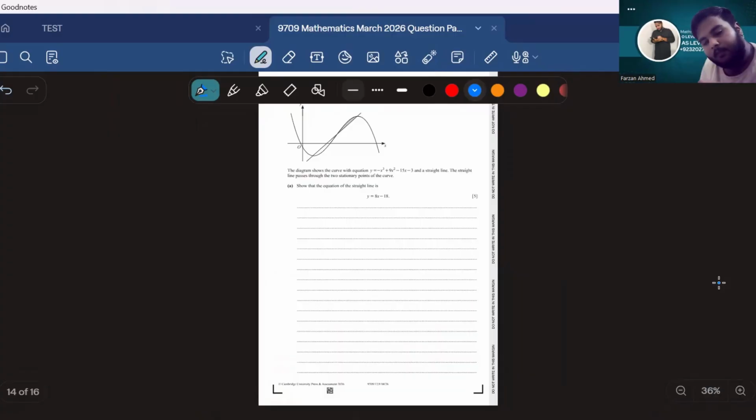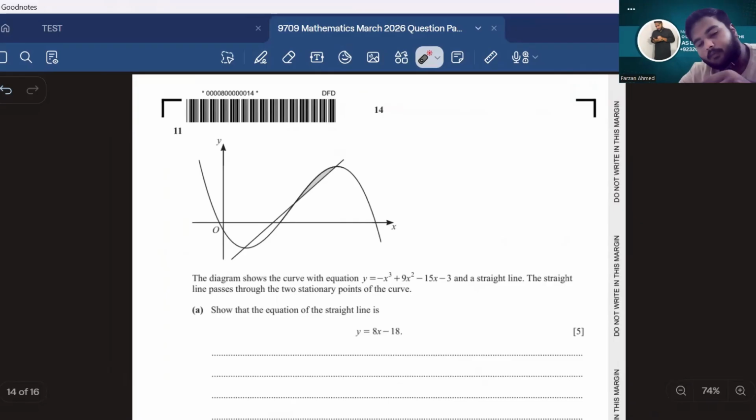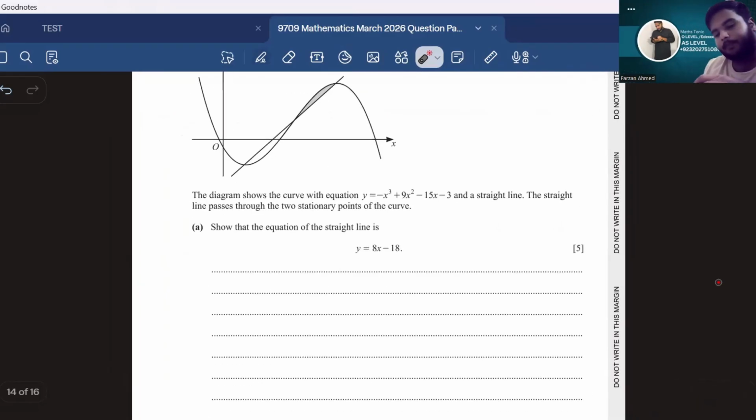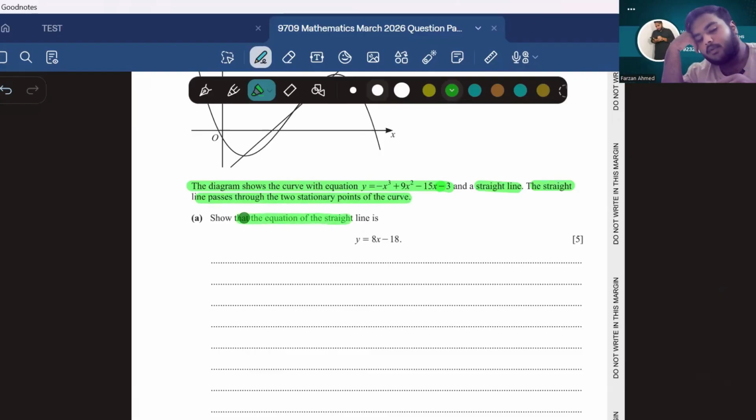Now moving to question number 11, the last paper question. In this question they are saying the diagram shows the curve with equation y is equal to minus x cube plus 9x square minus 15x minus 3 and a straight line. The straight line passes through the two stationary points of the curve. Show that the equation of the straight line is this.